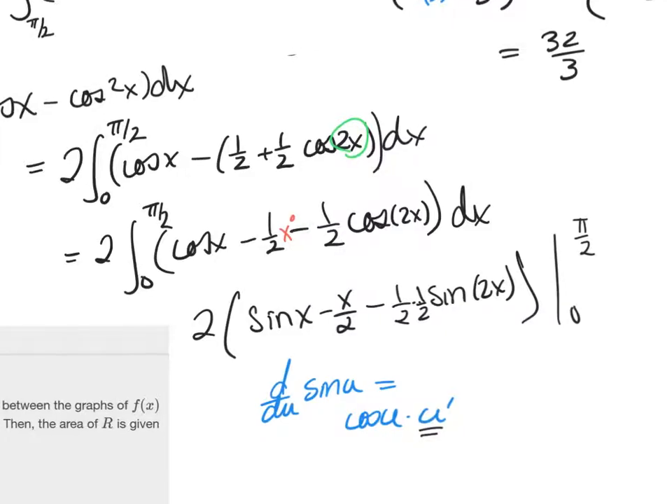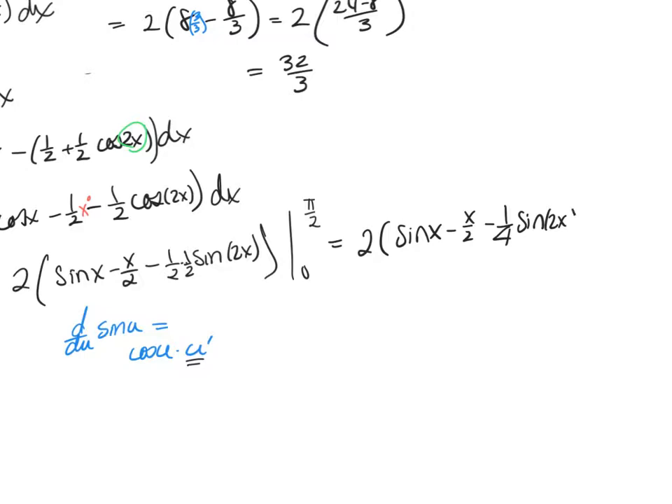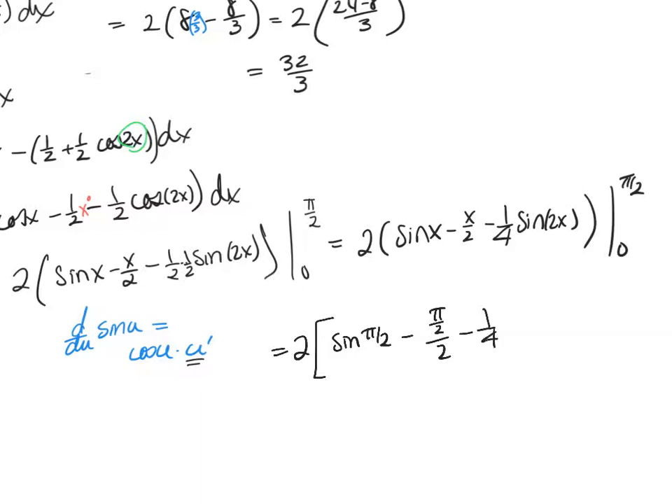And so what I have when I'm doing this integration is 2 the sine of x minus x over 2 minus 1/4 the sine of 2x, from 0 to pi over 2. So now I'm going to go ahead and put the 0 and the pi over 2 in the right places. So this is going to be equal to 2, I'm going to do the sine of pi over 2, minus pi over 2 divided by 2, minus 1/4 the sine of 2 times pi over 2.